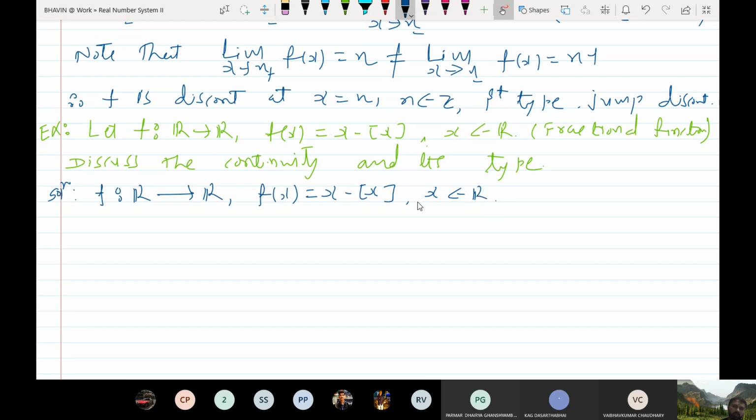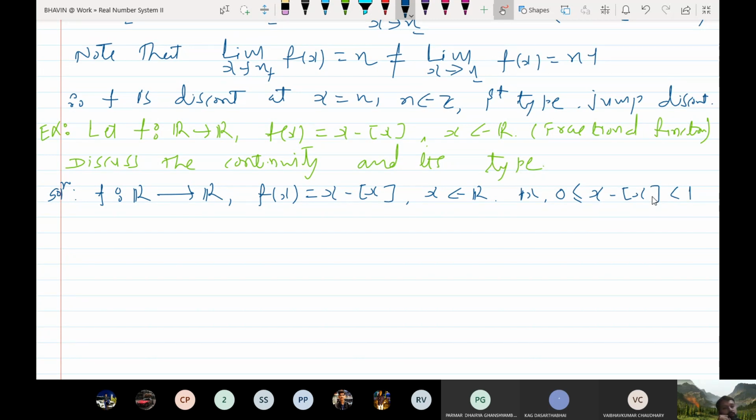Keep this thing in your mind, that the range of f is the interval 0 to 1. So for all x, 0 is less than or equal to x minus box of x, which is strictly less than 1. So this is the range of the function. It always lies between 0 and 1. It can never take the value 1. You can check.